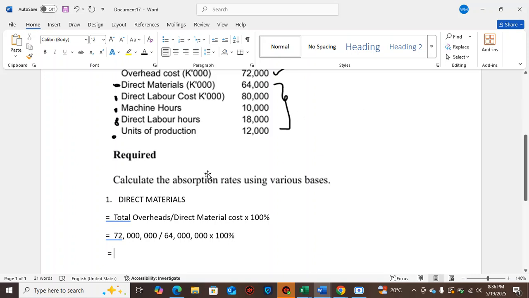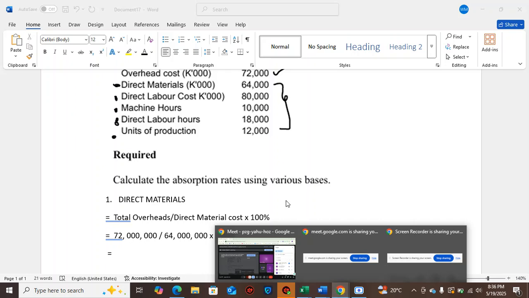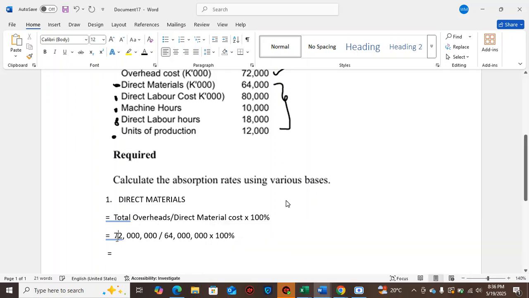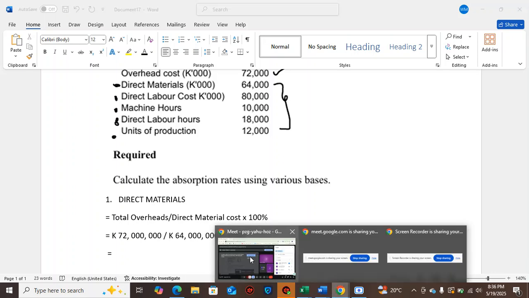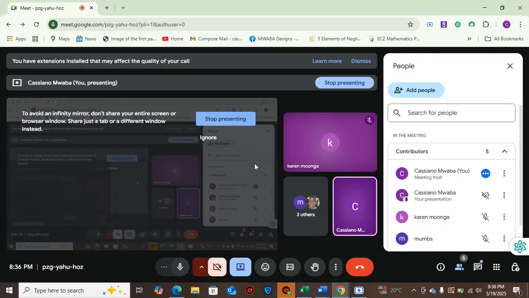Colleagues, no one has come with a calculator. This is cost accounting, colleagues. This course, it's not a theoretical course. There are a lot of calculations involved. So you have to get used to tabulating, punching that calculator.